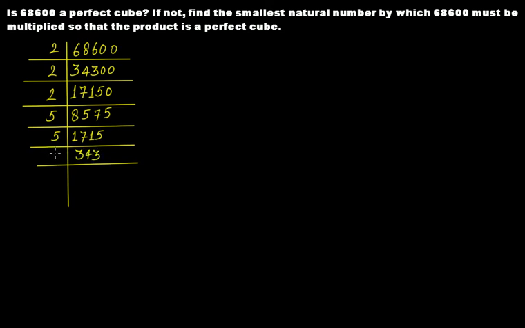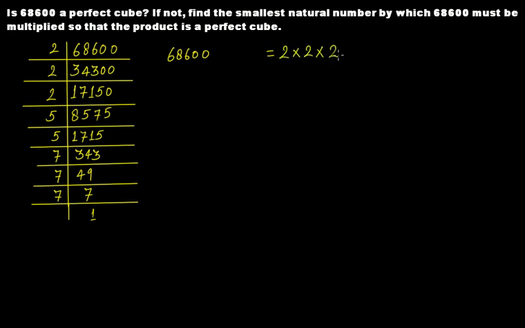Okay, so now this is 7. And 343 divided by 7 is 49, then 7, then 1. So 68,600, when expressed in its prime factors form, is 2 multiplied by 2 multiplied by 2 multiplied by 5 multiplied by 5 multiplied by 7 multiplied by 7 multiplied by 7.